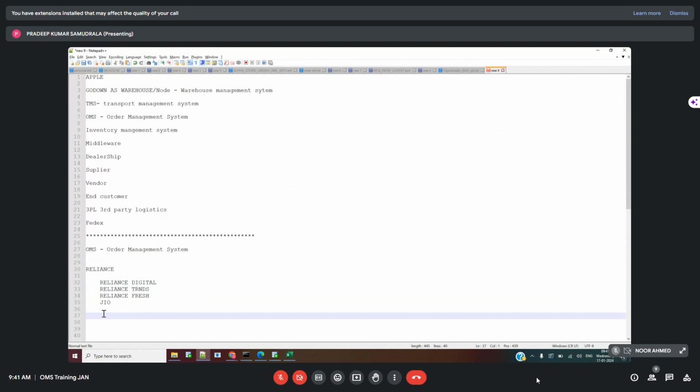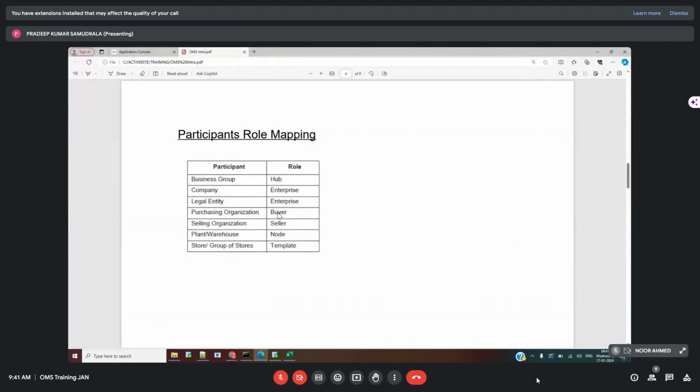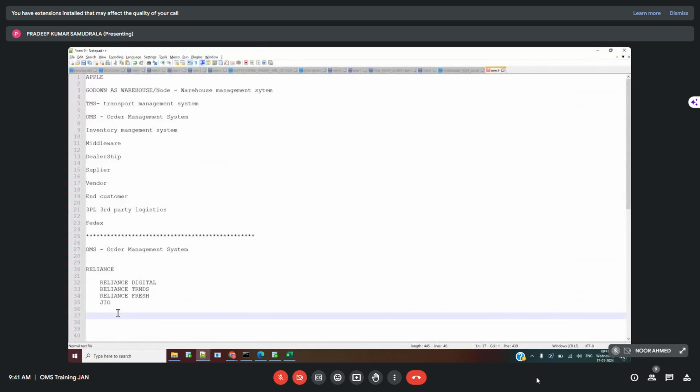or in any town. So that particular person, or that particular organization, will be considered a buyer. So what we will do is have some XYZ organization created, and that XYZ organization will be configured as a buyer, so that whenever we get an order from this XYZ organization for Jio, we call this person or organization a buyer.